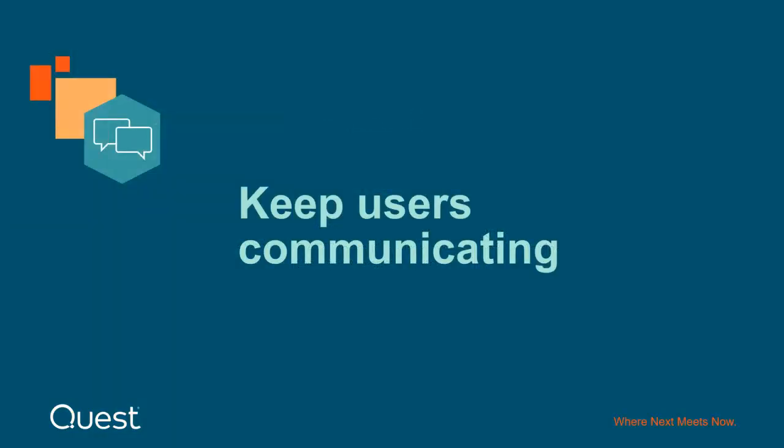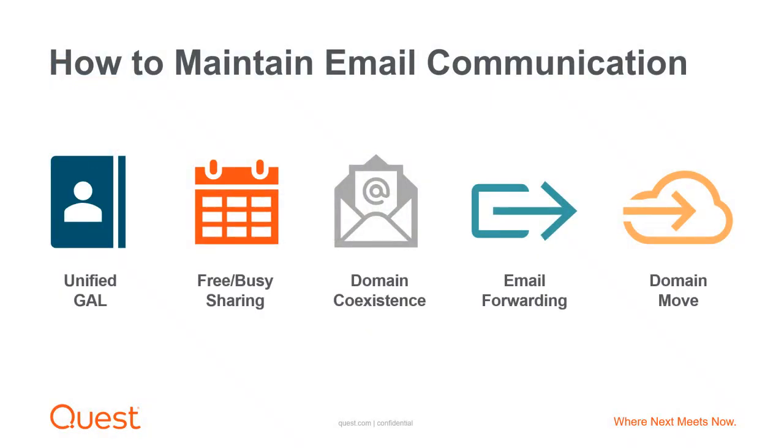Now let us talk about how we can ensure that we keep users communicating during the migration period. And the first solution you should look for is a unified GAL. That means you can quickly look up other people in one address book and you see their contact information.